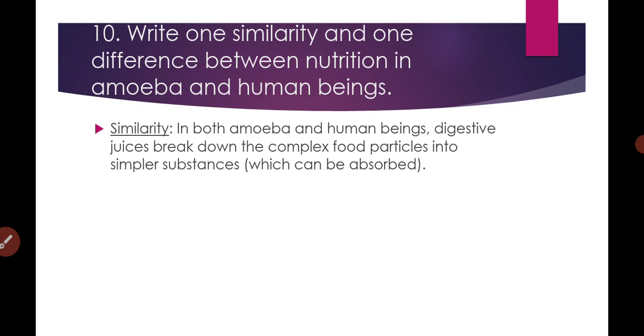In both amoeba and human beings, digestive juices break down the complex food particles into simpler substances, and these simpler, digested substances can be absorbed by the body of humans and also the body of amoeba. Okay, in both amoeba and human beings, what happens? Digestive juices help to break down the complex food substances into simpler substances, and these simpler substances will be absorbed by the body of both amoeba and human beings. Okay, so this is the similarity.